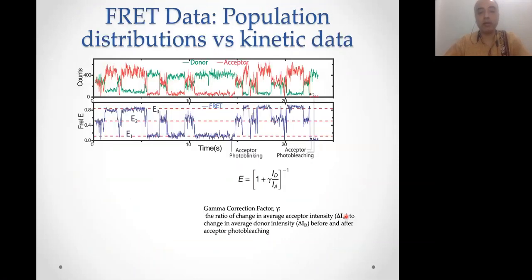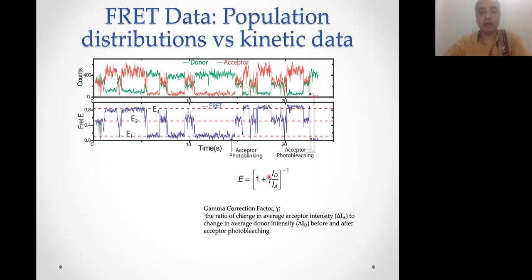So this is one kind of a trajectory that shows you that the way you calculate your energy transfer is the amount of acceptor intensity that you are capturing divided by the total intensity that is captured.